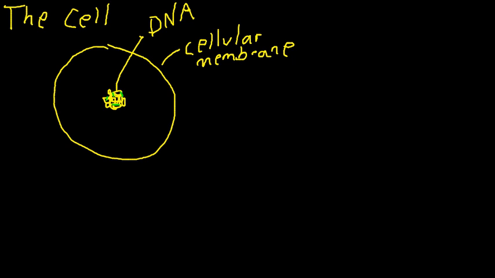Now, all cells have DNA and a cellular membrane. So far, the cell that I've drawn, it could be any kind of cell. It could be a fungi cell, it could be a bacteria cell, or it could be an elephant cell. Now, the next thing I'm going to draw is a nuclear membrane. The nuclear membrane, together with the DNA, is the nucleus.